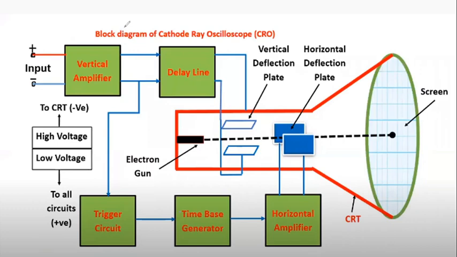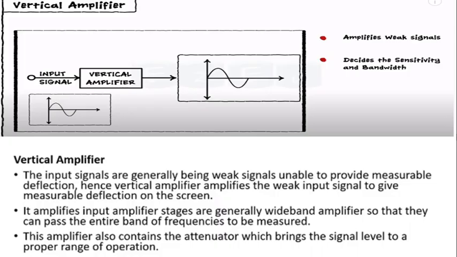and in electronics. Now, the building blocks of the cathode ray oscilloscope are seen in the figure: the vertical amplifier, delay line, the next block is the trigger circuit, the time base generator, and the horizontal amplifier. These are the blocks of the CRO. The first block is the vertical amplifier.